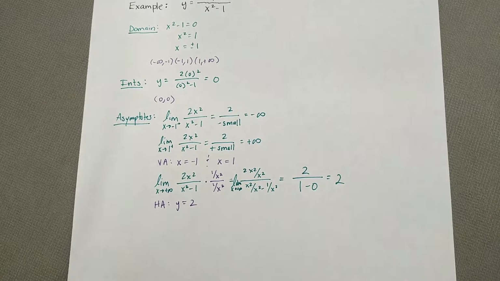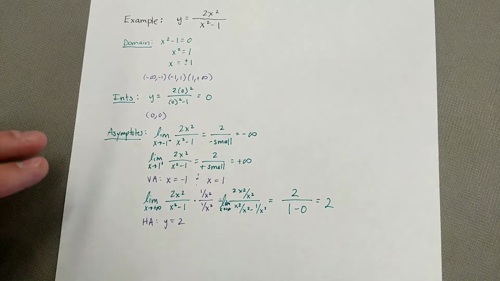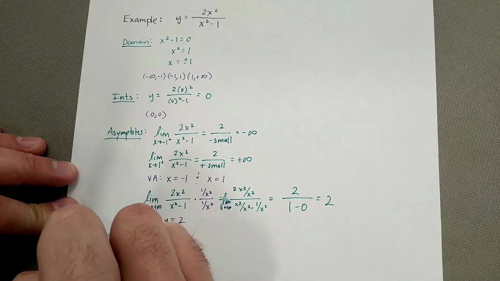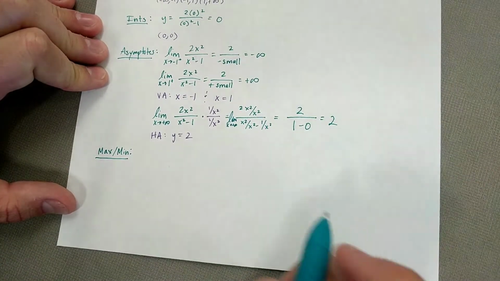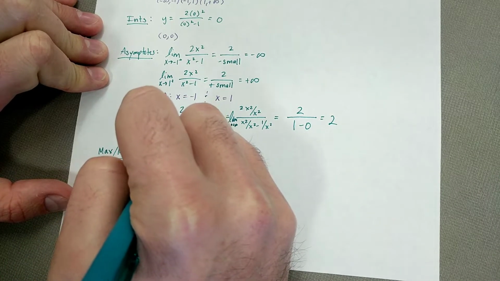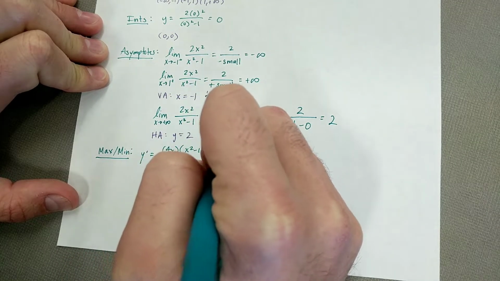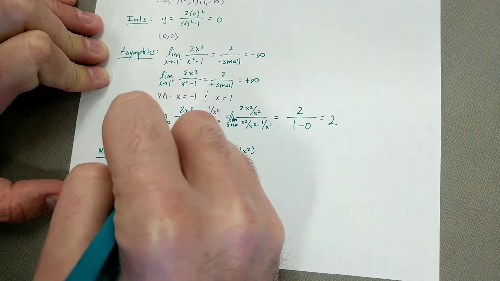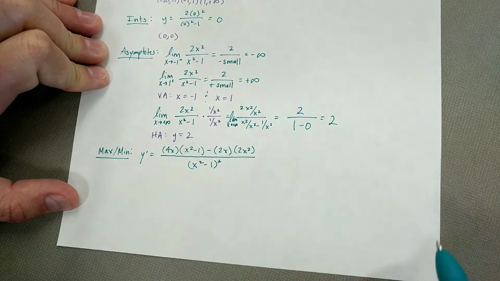All right. Let's see. I'm going to have to organize my work a bit better here. That's fine. I'm running out of space as well. So let's go max min time. So maxes and mins. First thing I want to do is take the derivative of this function. So that's going to be 4x times x squared minus 1 minus 2x times 2x squared all over x squared minus 1 quantity squared.